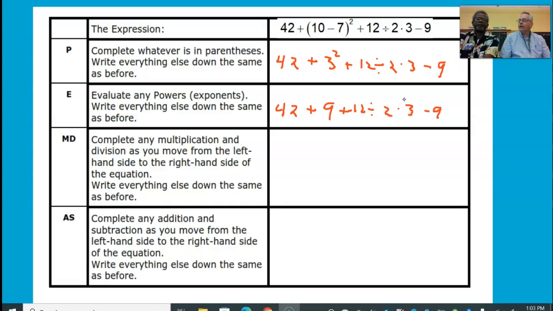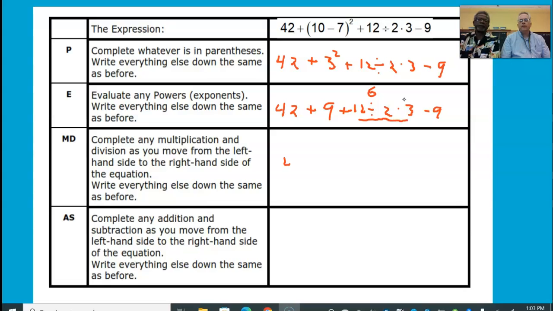So we got 2 things we can take care of now. Multiplication and division. The first one is going to be the division, that's the one we do first. So 12 divided by 2 is 6. And then we have times 3. That's going to end up being 18. So this whole thing right here is going to be 18.